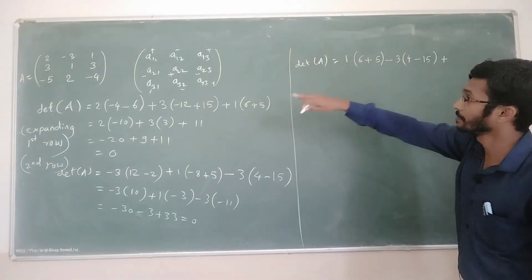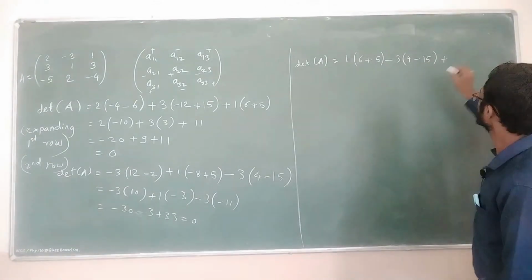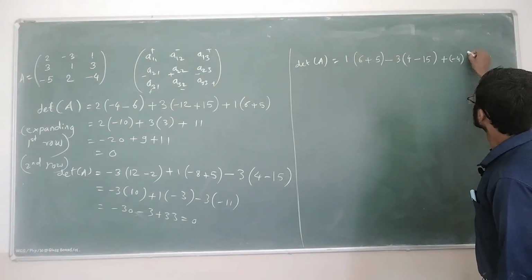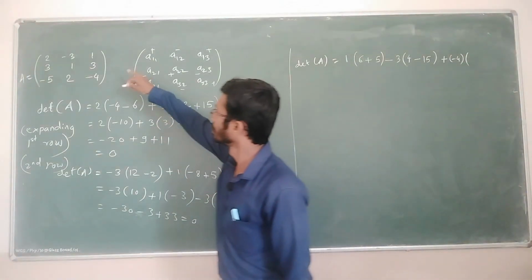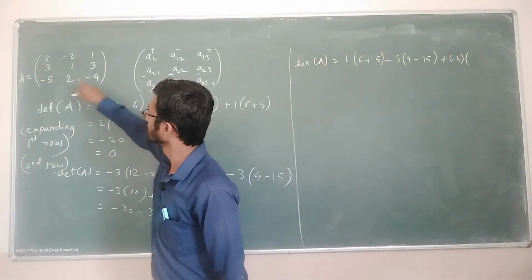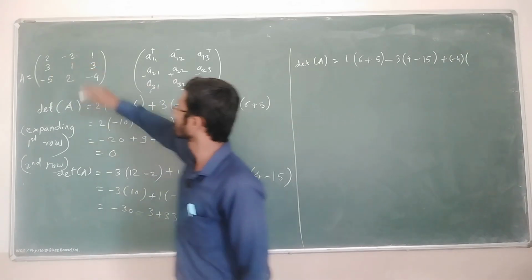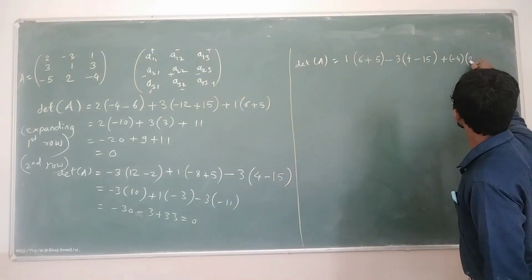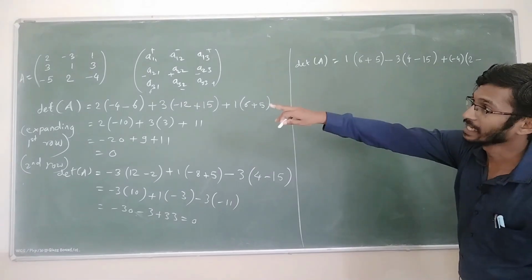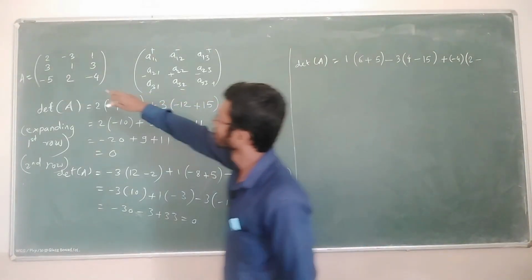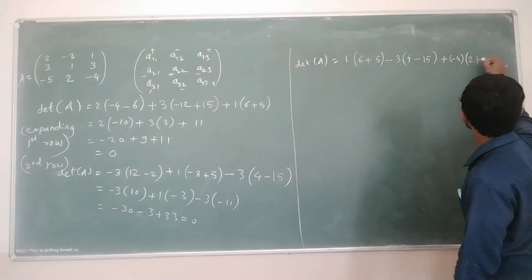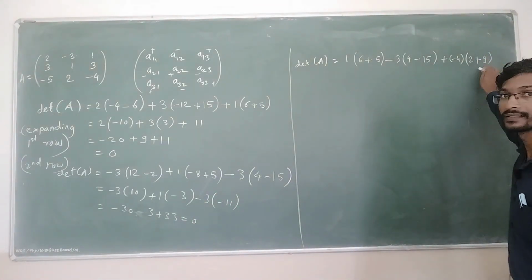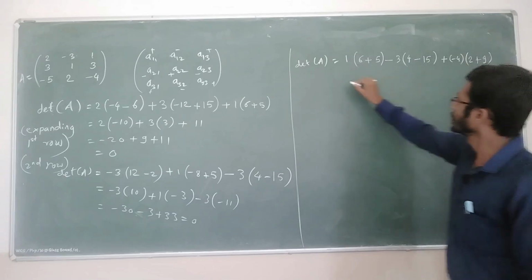Now the third element will be plus. Now there is minus 4 into. So I will leave this column and this row. So 2 into 1 is 2, minus 3 into 3, that is minus 9. So that minus and minus will become plus. So 2 plus 9. Okay, now I will try to expand.